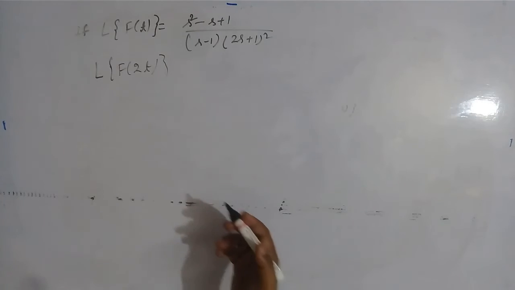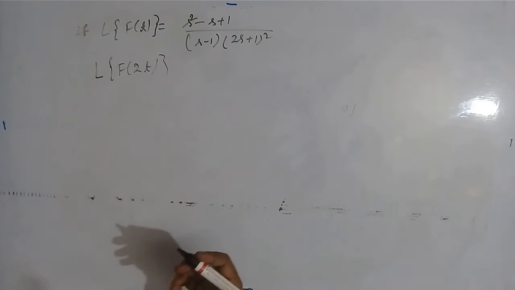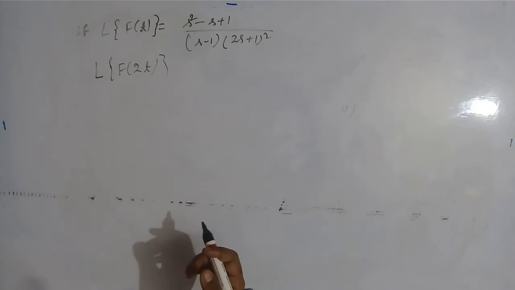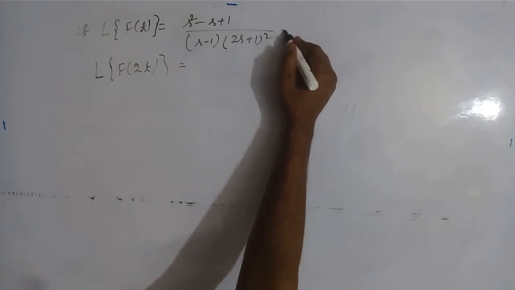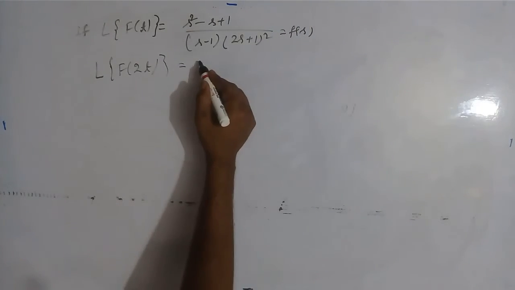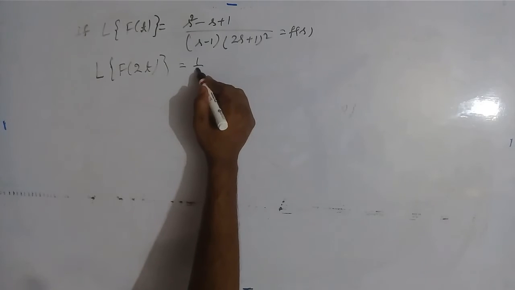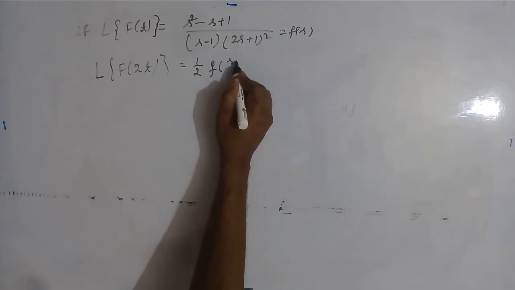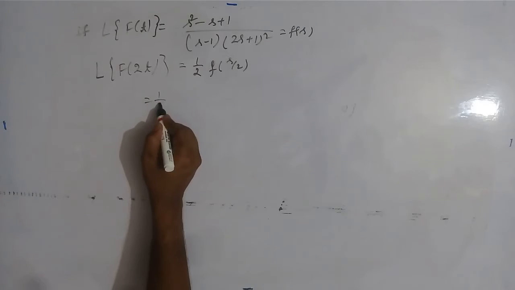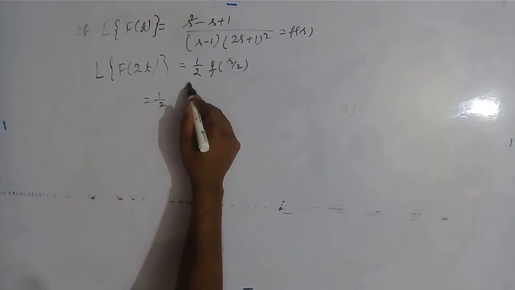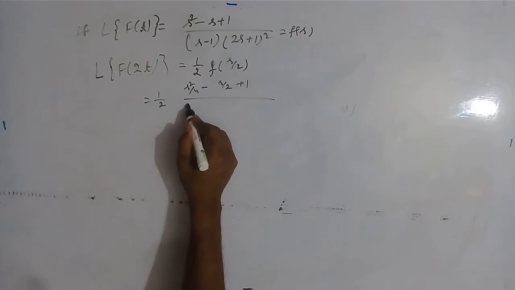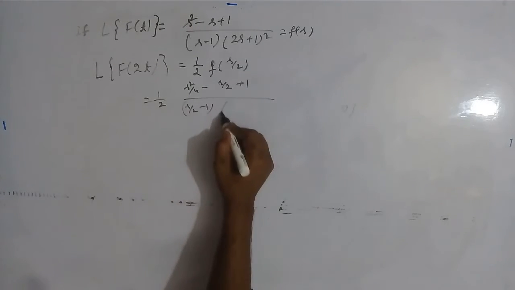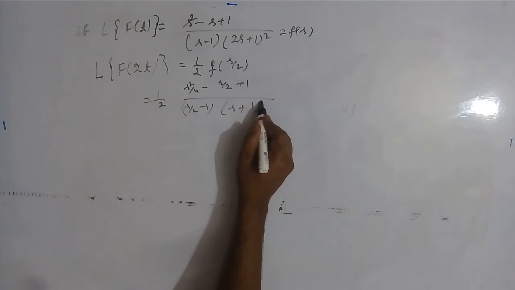We just have to apply the change of scale property, because t has been multiplied with an arbitrary constant, that is here 2. So we know that if L of f(t) is equal to F(s), then by change of scale property it will be 1 by 2 F of s by 2. So we just have to put s by 2 in place of s. So it will be s square by 4 minus s by 2 plus 1 by s by 2 minus 1, this will be s plus 1 whole square.